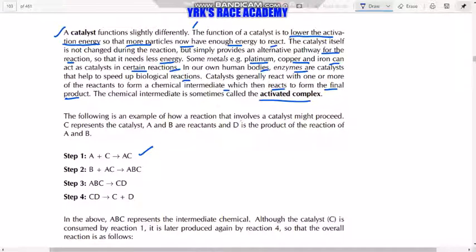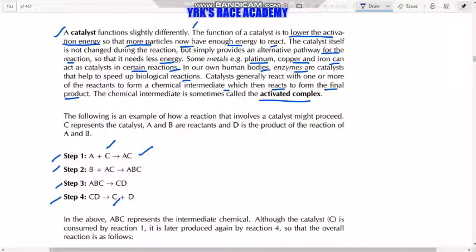A is converted into D. In these steps, we have A plus C gives rise to AC, and B plus AC gives rise to ABC. In step 3, we have ABC gives rise to CD, and in step 4, CD is converted into C plus D. So finally, whatever C catalyst we added, that again came in the last step as it is. That means the catalyst is not going to be involved in the chemical reaction. Whatever grams of catalyst we have taken, that same amount of catalyst will come out in step 4.